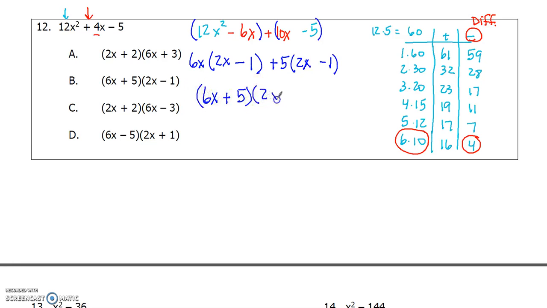And then repeating was 2x minus 1. So 6x plus 3, 6x plus 5, 2x minus 1. That looks good. Yep. So B would be the correct answer.